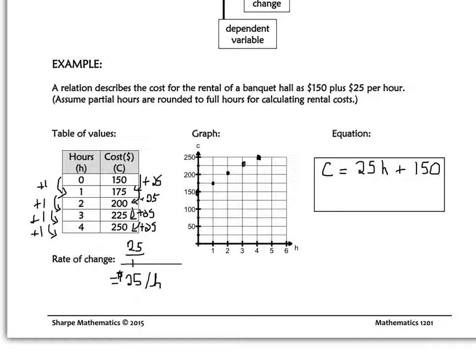And if we check that equation and plug in some values for hours like our table, you will see that it will generate exactly the table that we were given at the beginning. If we plug 0 in, 25 times 0 plus 150 gives you 150. If you plug in 1 for the hours, you get 25 times 1 plus 150, so that gives you 175. If you plug 2 in there, you will get 200, and so on. So the equation is correct. And you notice that the rate is right in front of the independent variable, the same rate that we found in our table.